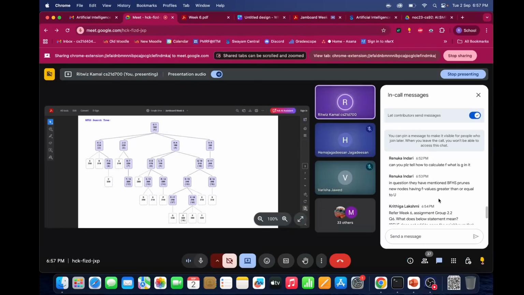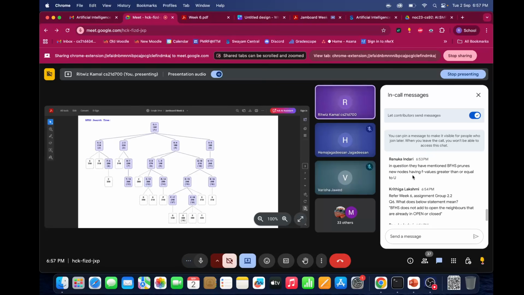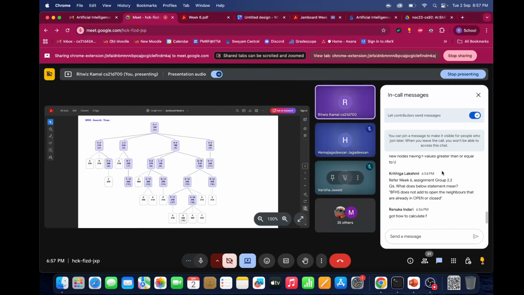Okay, and then some other questions. Yes, they have mentioned that BFHS prunes new nodes having F values greater than or equal to U. So whichever nodes have an F value greater than or equal to 303, those will be these kind of dotted nodes. They will not be added to the open list.